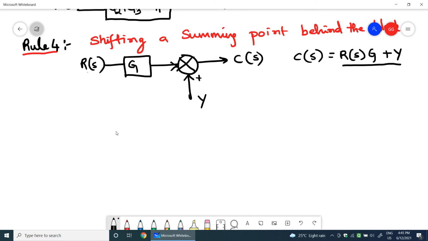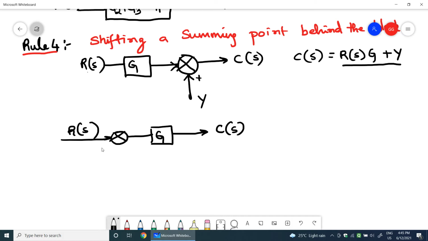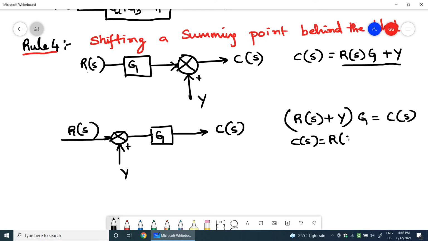So what does that diagram look like? I'll have a summing point, and then a block. Now I'm going to take C of S here, R of S here, then I will have Y here. Now what is the expression here? R of S plus Y, multiplied by the gain G, will be equal to C of S. Therefore C of S would be equal to R of S into G plus YG.